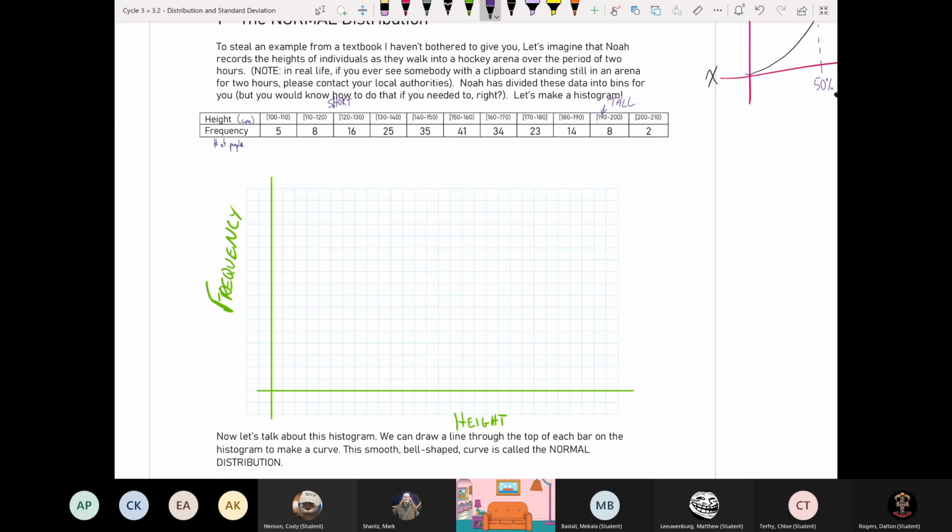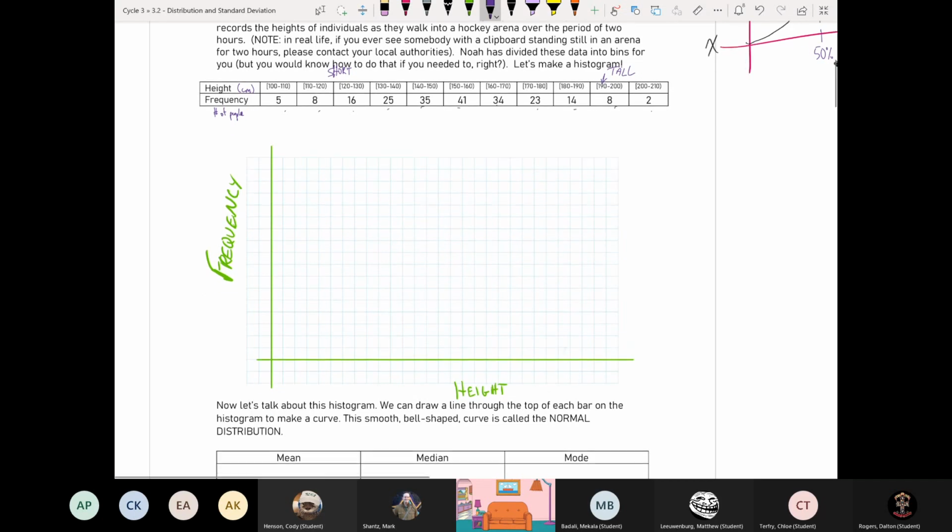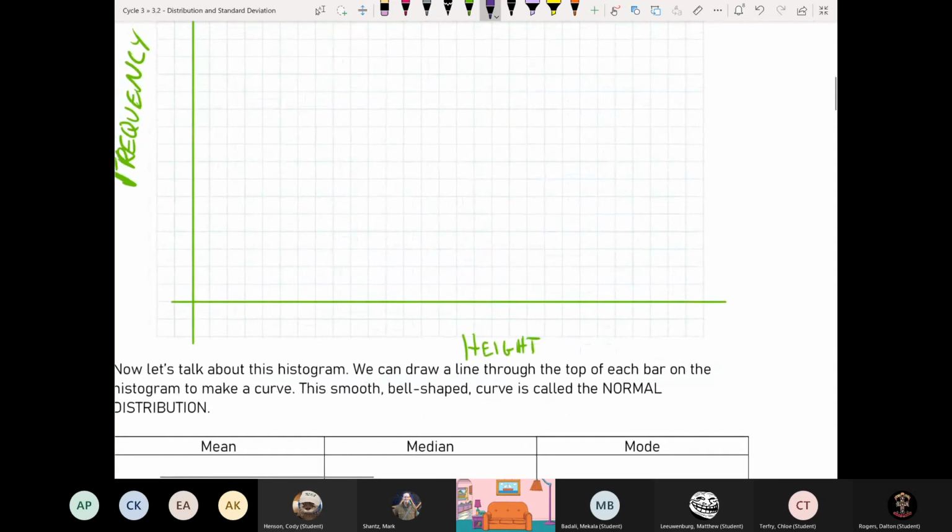All right, so let's make this as clear as possible. So how many groups do I have? 1, 2, 3, 4, 5, 6, 7, 8, 9, 10, 11. So I have 11 groups. I wonder if I can double it up. Can I go like this? 1, 2, 3, 4. Well, I'm a little off, but that's okay.